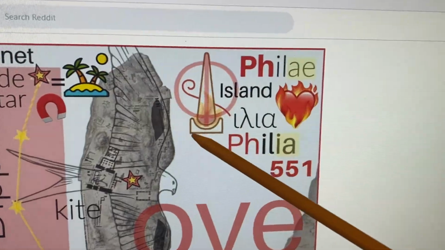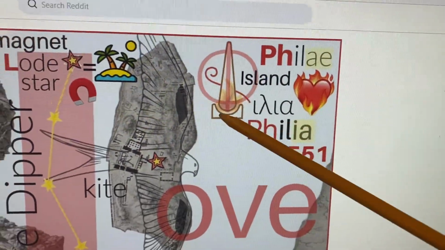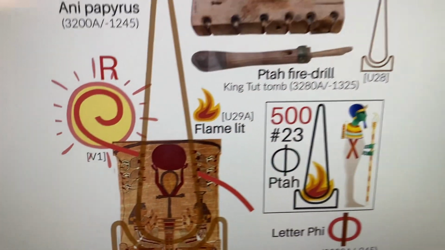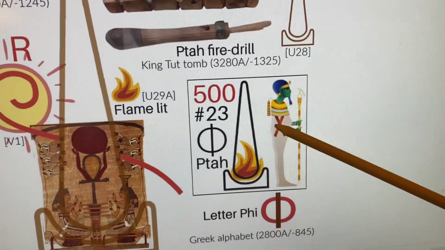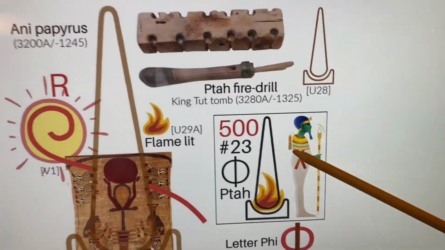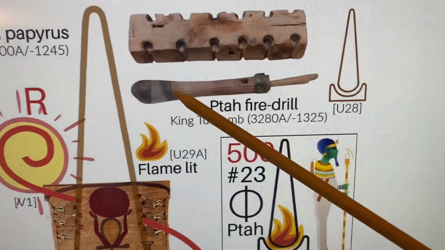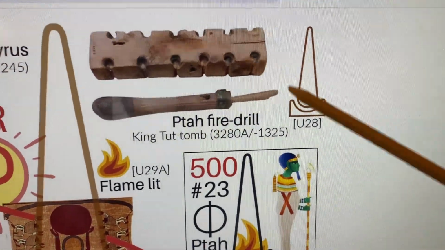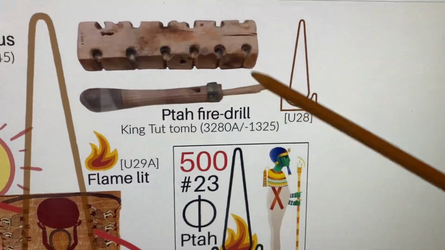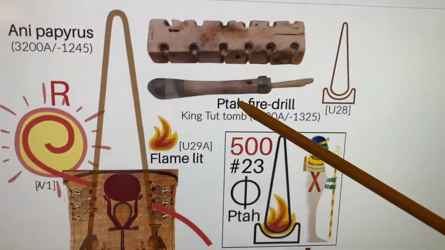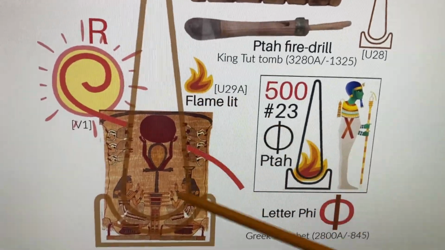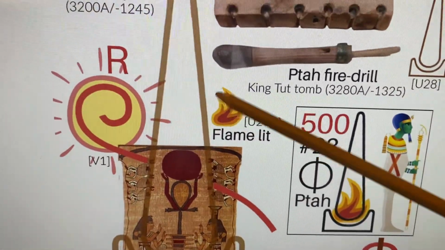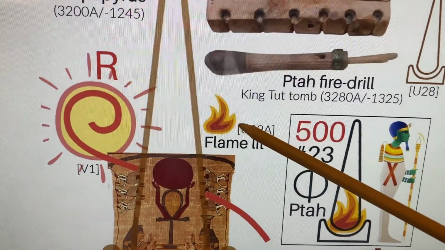Then the Phi part of the word Philia comes from the Ptah fire drill. So here you see that letter Phi comes from the Egyptian god Ptah, and that it's based on his body, the hardwood stick, or fidar, that spins in the softwood, which is this part here. It makes ashes, you put the ashes in grass, blow on it, and it starts a fire. Everyone knows that there is no love without flame.